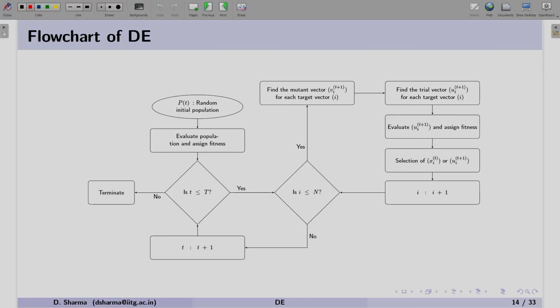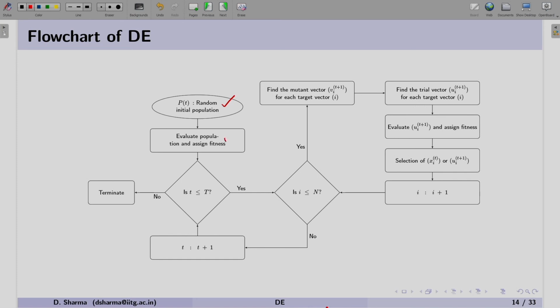Now, we have come to the stage where we can see how this DE algorithm will work on an example. We are going to start this DE algorithm with the help of a Rosenbrock example now. Before that, let us see the flow chart of differential evolution. In this particular flow chart, we can see that we start with the random initial population, so the vectors will be generated randomly as we have done earlier.